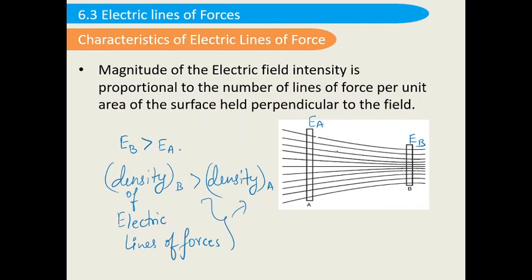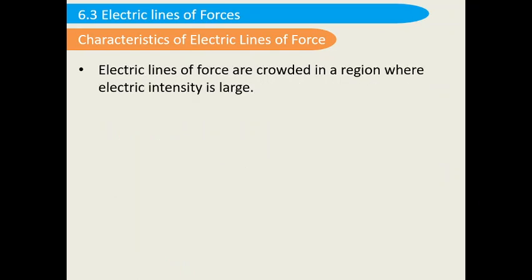Okay. So density means number of lines of forces per unit area, and that should be perpendicular to the field. So this is all about the characteristic, that it depends on density. It depends on the number of lines of force per unit area. If the number of lines of force per unit area is more, electric field is more. If it is less, electric field is less. Let us move to the next point.